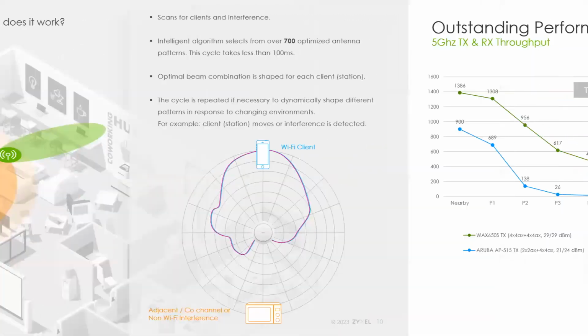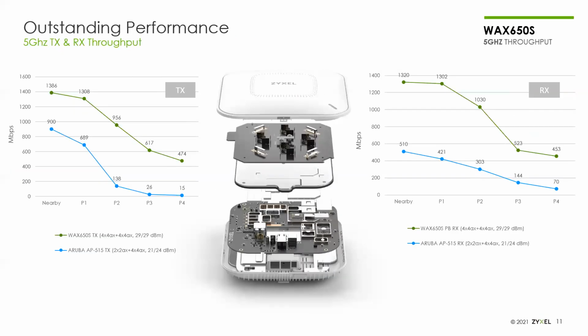So we've just got a quick slide here. This is just showing us comparing our WAX 650S versus Aruba's 515. Both access points are Wi-Fi 6. Both of them are 4x4. We have a little bit more output power than they do, but you can see here the big difference between smart antenna and non-smart antenna on both transmit and receive.